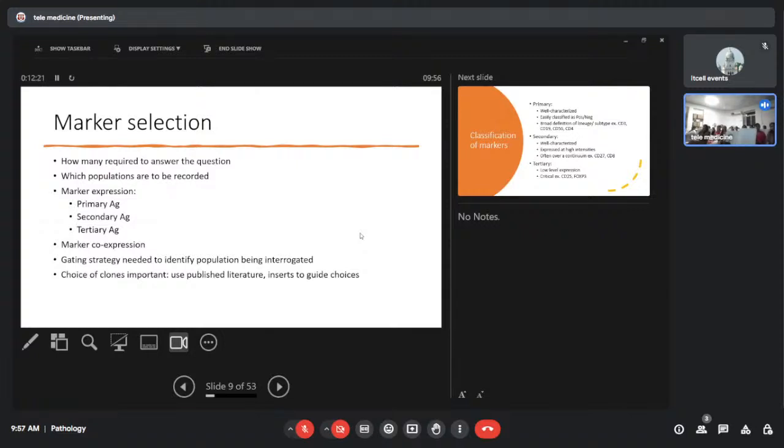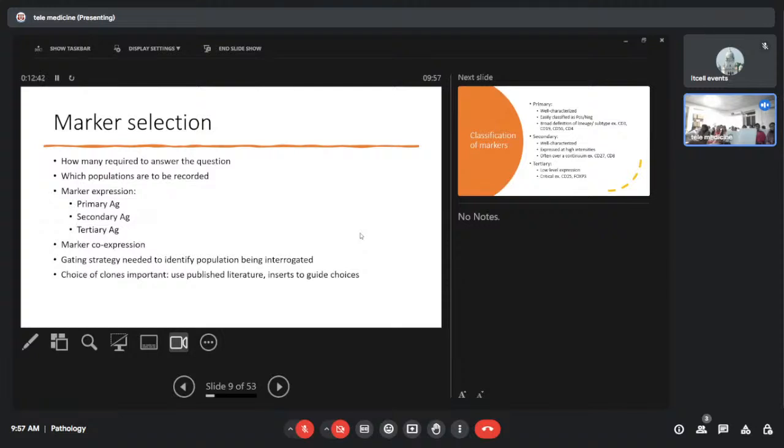A very, very important factor is which markers are co-expressed on the same cell. For example, when we talk about B cells, CD19 and CD20 are co-expressed on the B cells. Right? CD4 and CD8 are co-expressed on T cells. So you have CD4 and CD3 and you have CD8 and CD3. So in that sense, marker co-expression is important.